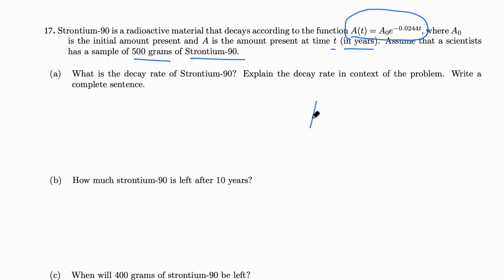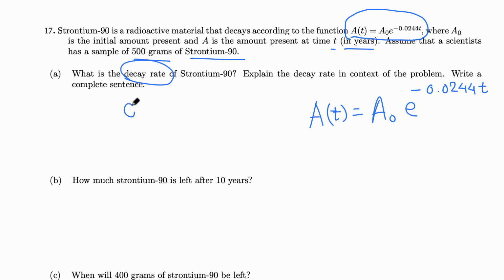So here the formula is given: A of t, the amount left after time t years, is A naught, that's the initial amount, times e raised to negative 0.0244, that's the decay rate, times t. Okay, now here the decay rate is this. Negative means it's decreasing, so we don't have to mention that for the decay rate.